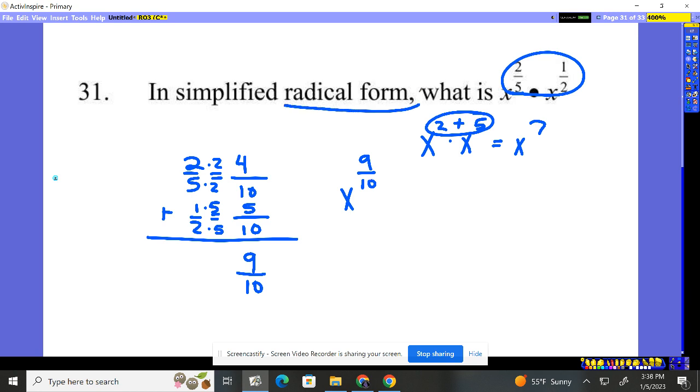But it does say it needs to be in what form? Radical form. In other words, I need it in a radical. Well, here's my x to the 9/10. The 9 is on the inside, the 10 is on the outside, the tenth root. Yep, 9/10. So that's our answer for 31.